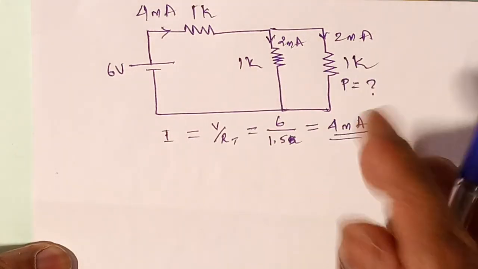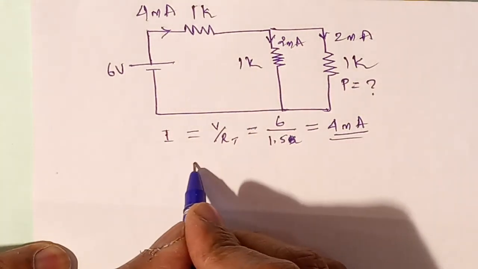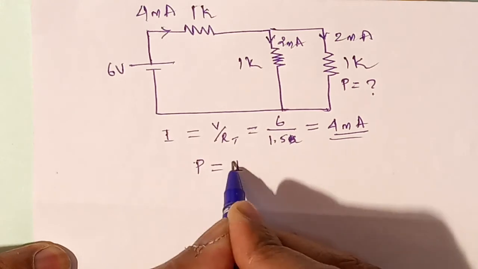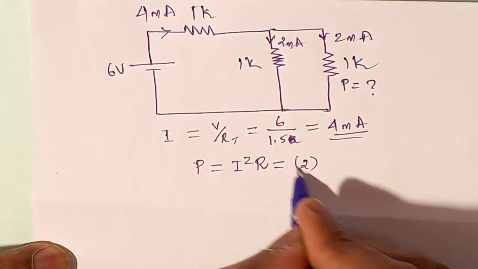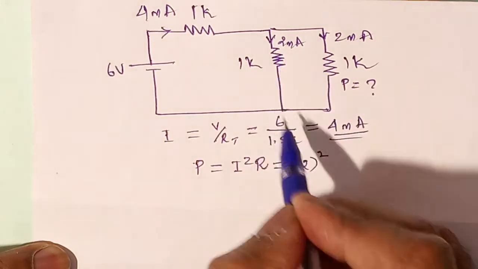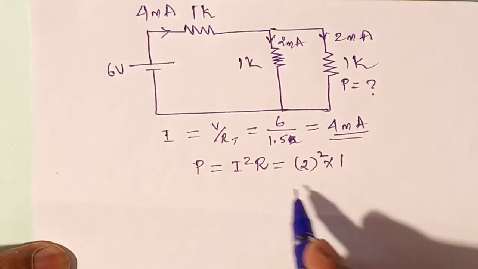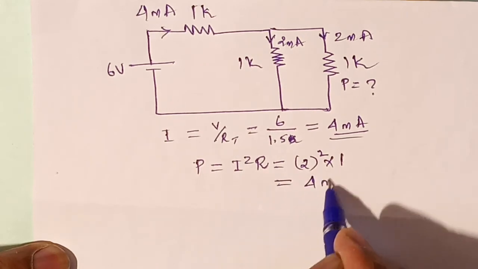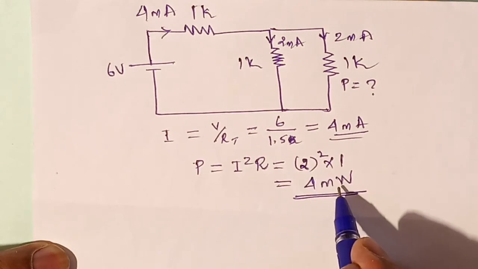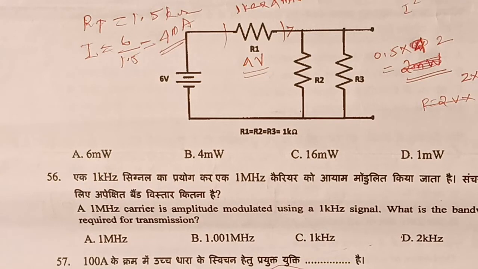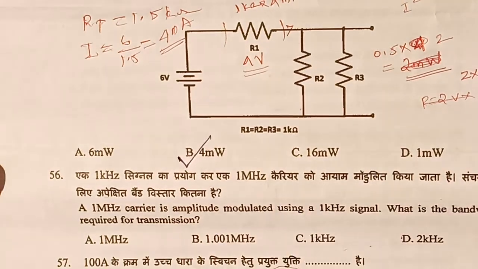Now 2 milliamps will flow through R3. Now we know the current and we know the resistance also. So power, we can use the I square R equation. I is 2 milliamps flowing through this resistor, and R is 1 kilo ohm. So the answer is 4 milliwatt. Because we are using milliamps current, the power is in milliwatt. So for this question, the answer is option B, 4 milliwatt.